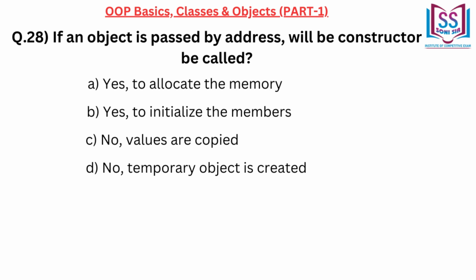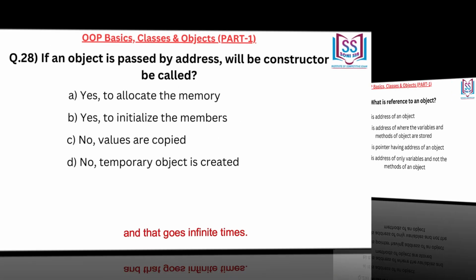Correct answer, C. A copy of all the values is created. If the constructor is called, there will be a compile time error or memory shortage. This happens because each time a constructor is called, it tries to call itself again, and that goes on infinite times.